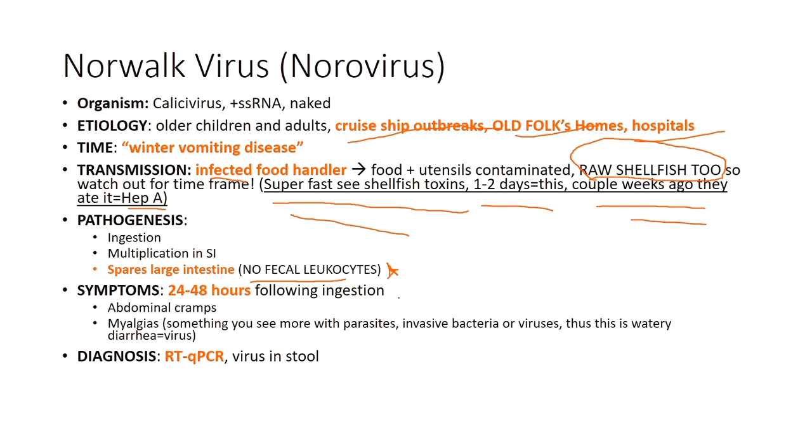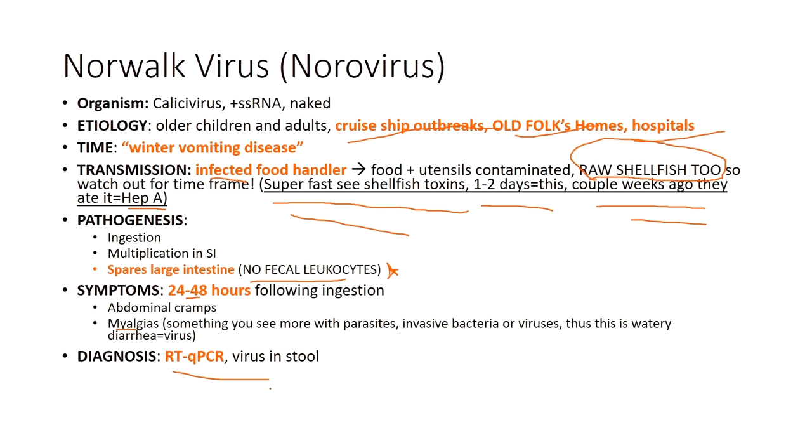So symptoms, you know, 1 to 2 days, and abdominal cramps, myalgias. Myalgias come along with a lot of your bacterial infections, also some parasites, and invasive bacteria. However, these guys would be associated with bloody diarrhea, and this is watery diarrhea. So for most viruses, we can diagnose with RT-qPCR. We can also look for the virus in the stool, but usually the RT-PCR is what we use.